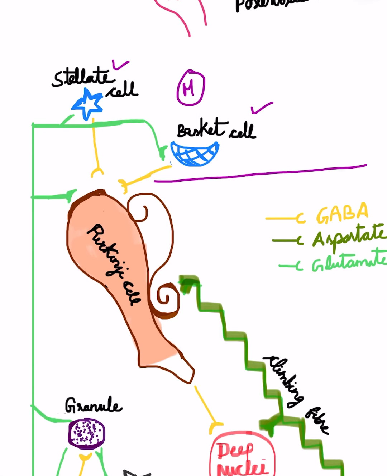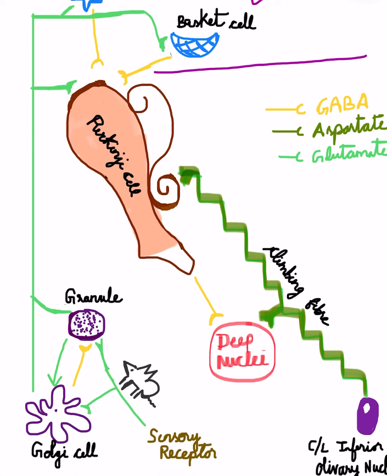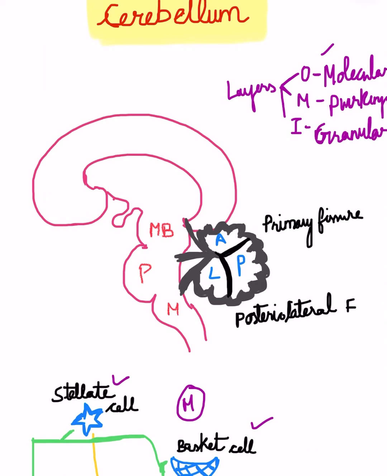Moving on to the middle layer, which is named the Purkinje layer because the Purkinje cells rest in it. The innermost is the granular layer, named because we have the granule cells and Golgi cells which rest in the inner layer of the cerebellum. These are the layers of the cerebellum and their cells.